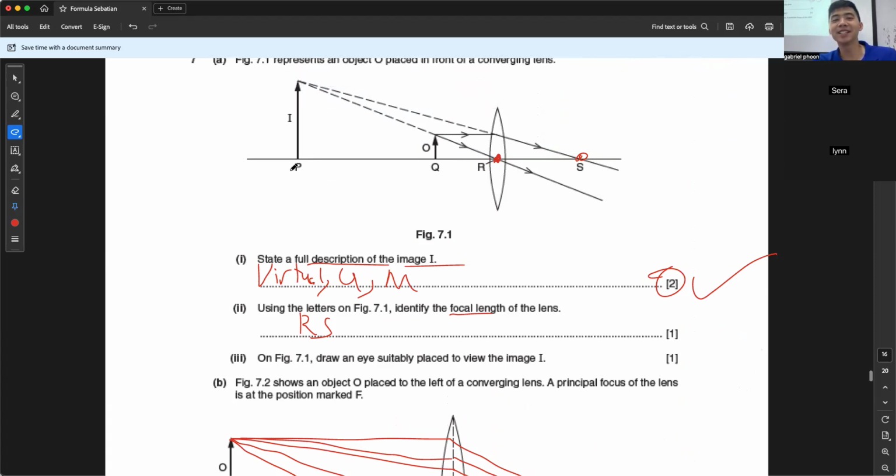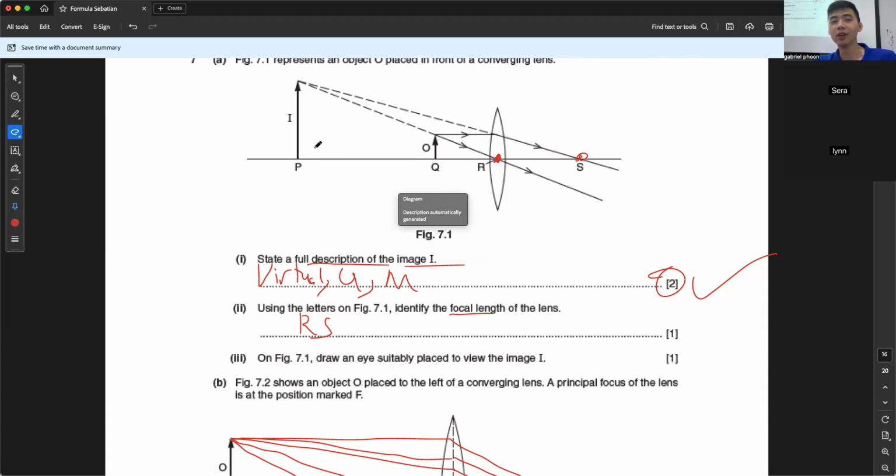PR? What did I just say just now? It's from the optical center to the focal point. It's known as focal length. I want to emphasize again: what's the definition of focal length? From where to where?